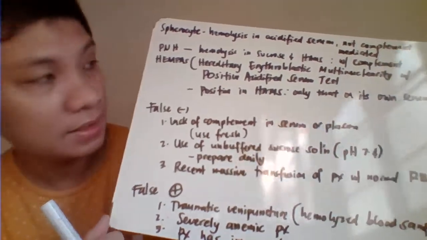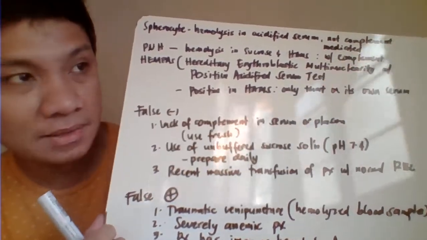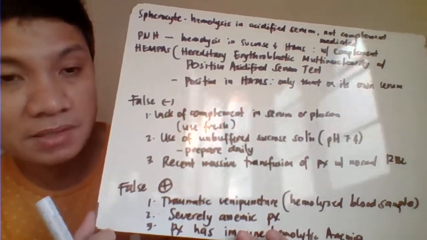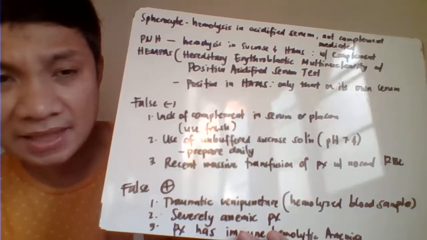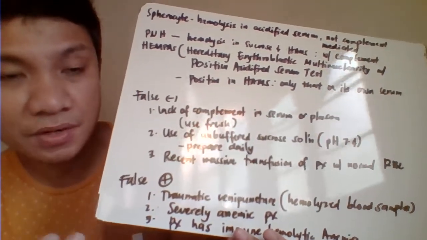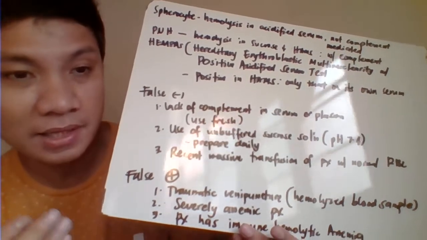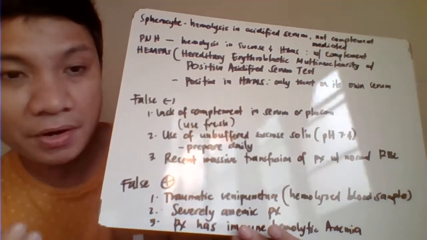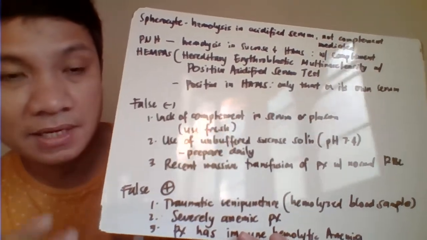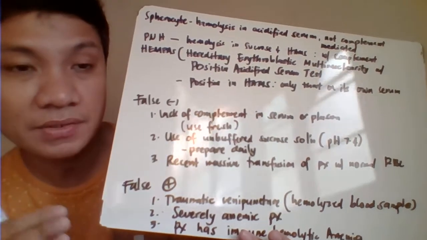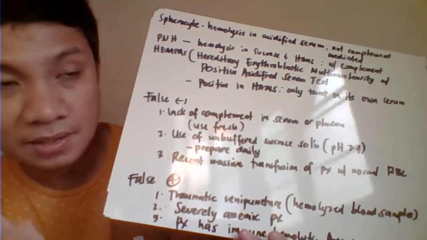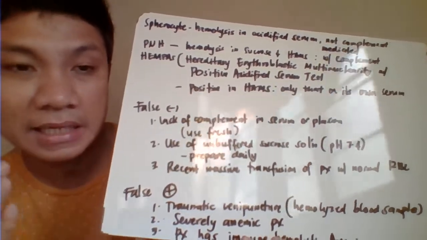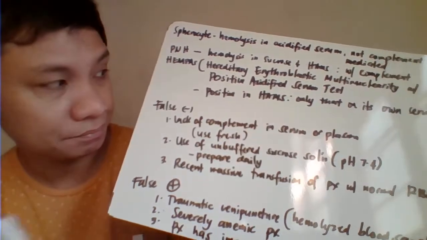HEMPAS, on the other hand, or hereditary erythroblastic multinuclearity with a positive acidified serum, will give a positive result with the HAM test only. Only that it will give a positive result with its own serum, its own red cell with its own serum. Unlike with your PNH, the patient's red cell is versus the normal serum coming from another patient, our reagent. Here, it is its own red cell and the patient's own serum.